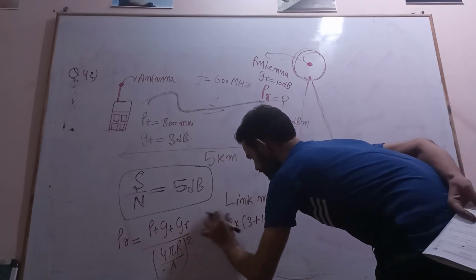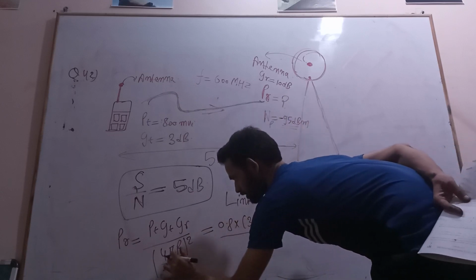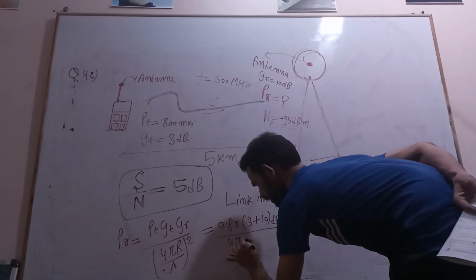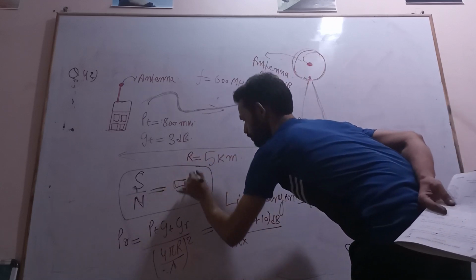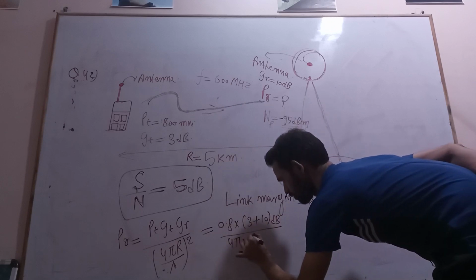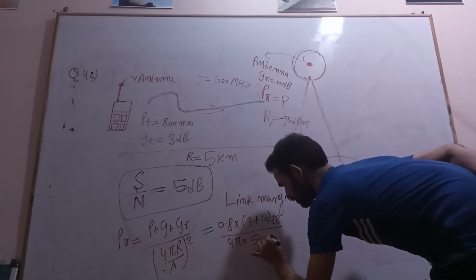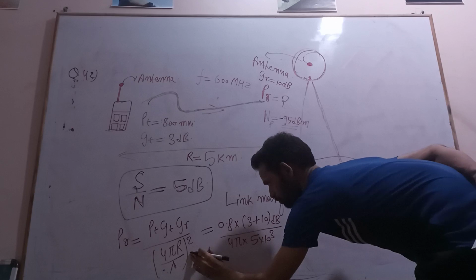So PT GT, divided by 4 pi R. R is the distance. How much is the R? This is 5 kilometer. So 5 into 10 to the power 3.